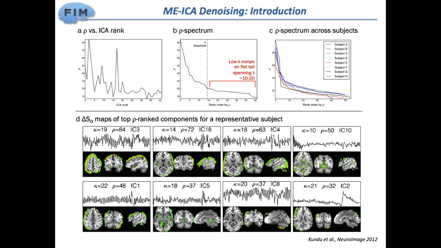On the other hand, if we look at the components in the bad end of this curve, so where kappa is low and rho is higher, this is what they look like. And these are the artifacts. Just by looking at them, a lot of these look like motion and other stuff. High frequency signals, that's probably respiration or cardiac. So by just looking at this curve and setting some threshold, you could say, let's get rid of these. You get rid of these, you reconstruct your time series, and that's called the denoised time series.